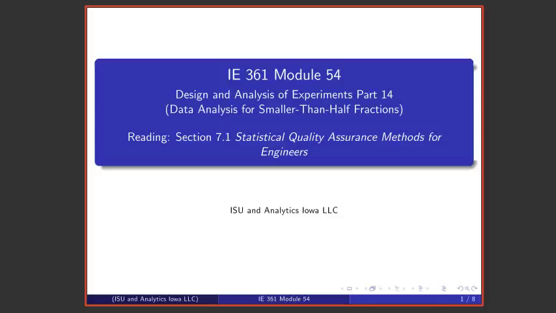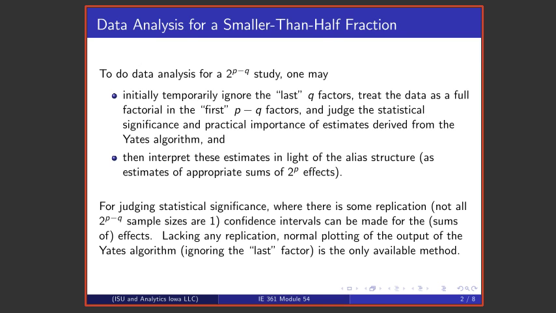Welcome to Module 54 in this series of lectures on statistical process improvement and statistical quality assurance. In this module we're going to discuss data analysis for smaller than half fractions of 2 to the p studies: quarter fractions, eighth fractions, 16th fractions, and so on. The basic ideas used are the same as those for half fractions.